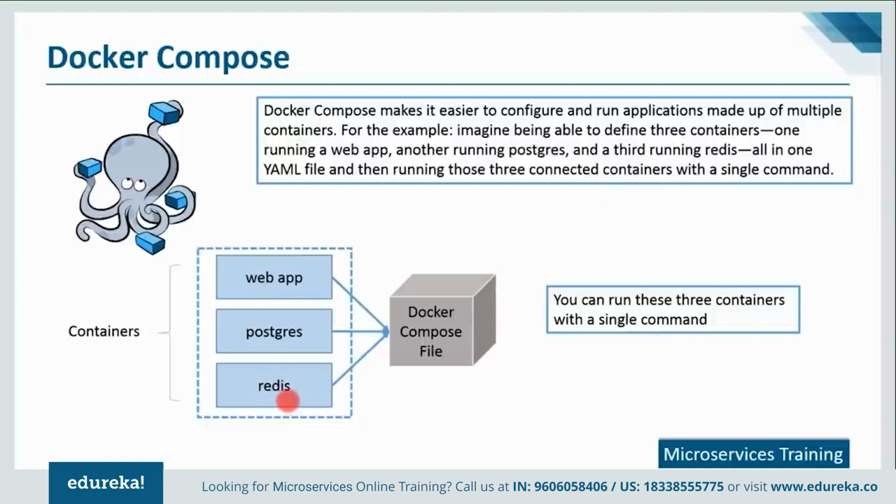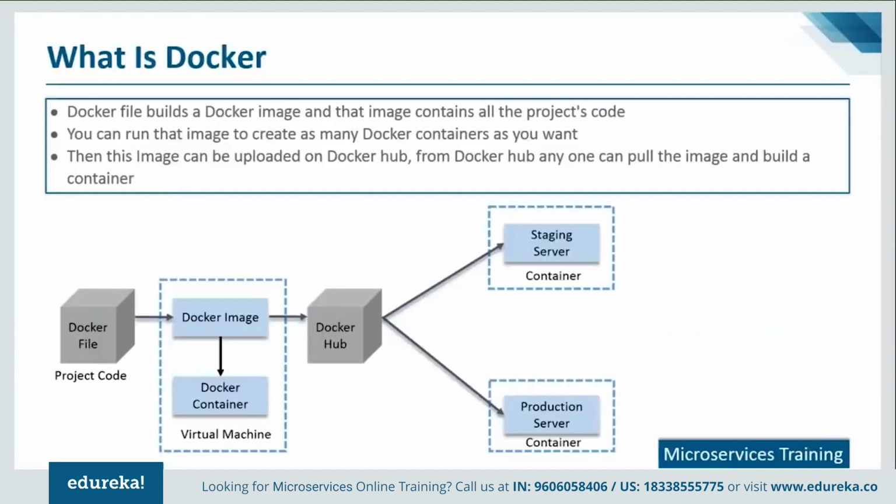So we have three applications and we write the configurations for all of these three applications. We have defined all of these three applications running on different containers in a Docker Compose file, that is Docker Compose.yaml. And then with one single command, I can run all of these three containers. That's what Docker Compose is. All right, so I'm going to show you practically how it works. So let's move forward for now.